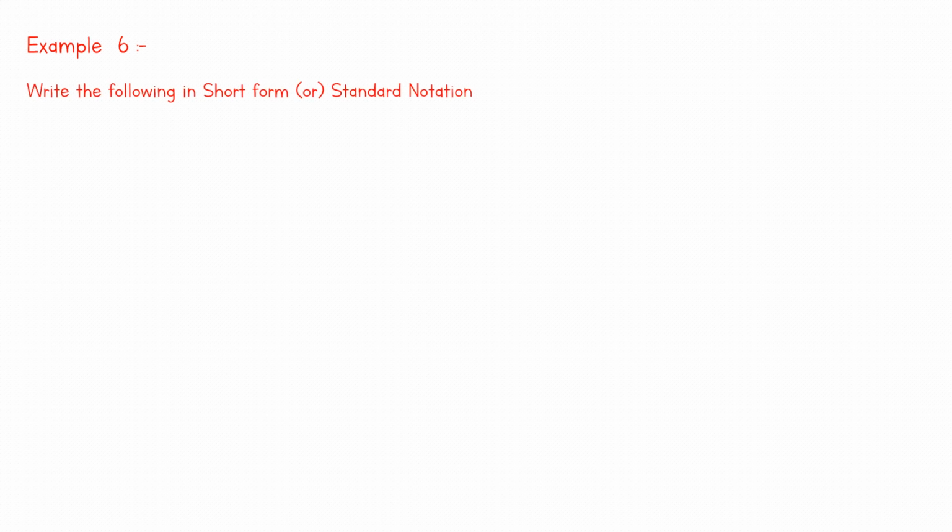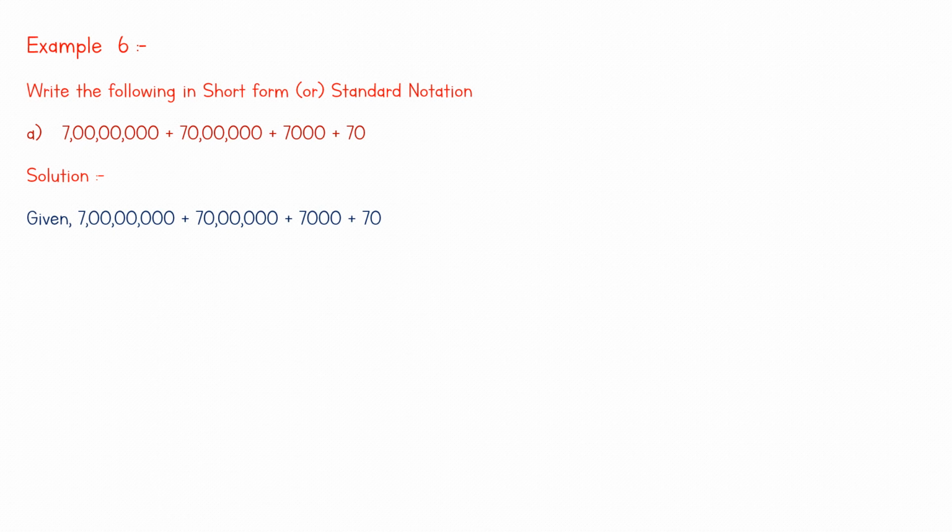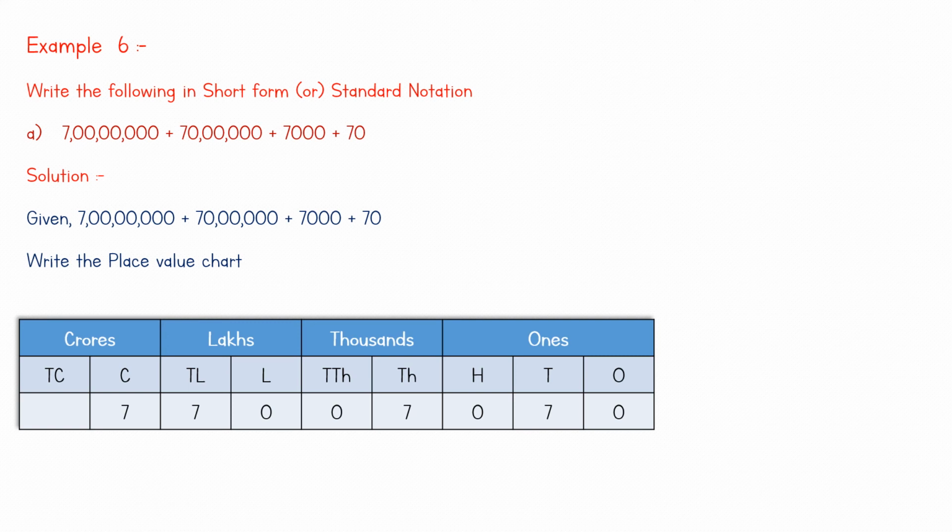Another example. Write the following in short form or standard notation. Here the sum is 7 crores plus 70 lakhs plus 7000 plus 70. It is in expanded form, and we have to write it in short form. Let us see the solution. Given 7 crores plus 70 lakhs plus 7000 plus 70. First we have to write the place value chart. So here is the place value chart.